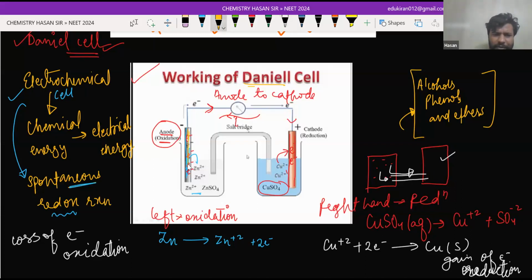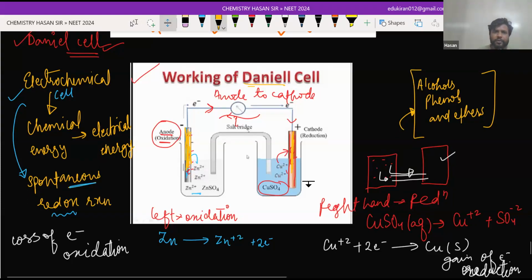When the zinc rod on the left started oxidizing itself, it breaks down into Zn plus 2 and goes into the solution. So what is the scenario? After some time, this zinc rod will be thinner, and this copper rod will be thicker, because copper from the solution goes and sticks to the copper rod. So it becomes thicker with time, and zinc becomes thinner. Is that clear? This is very easy to understand.